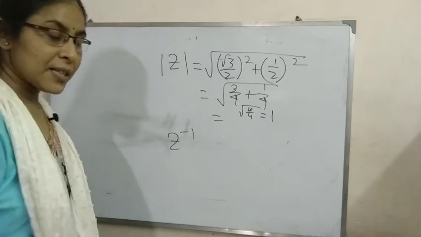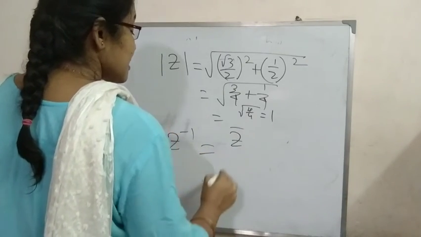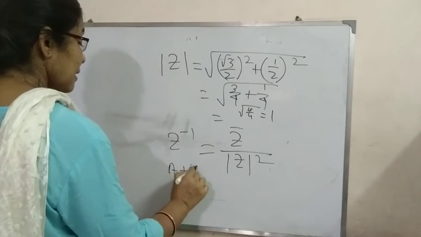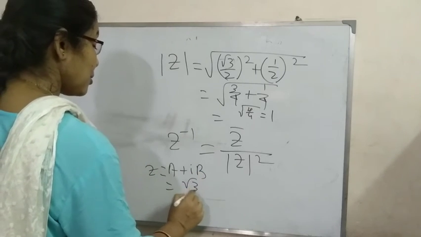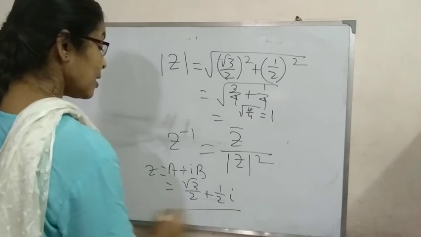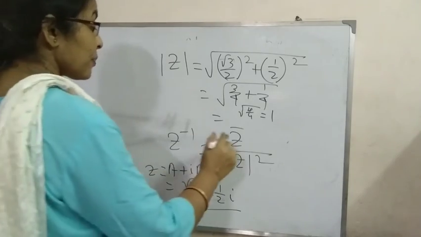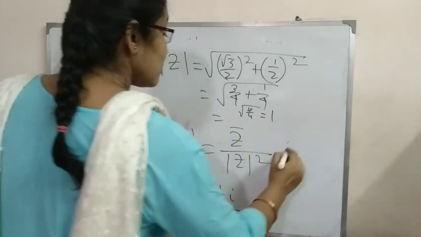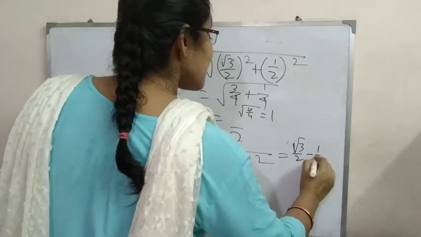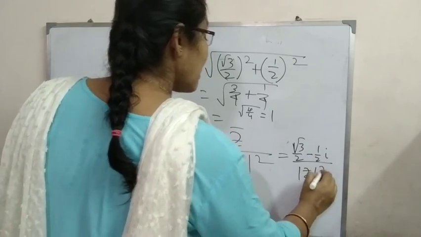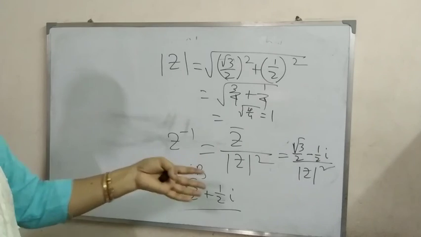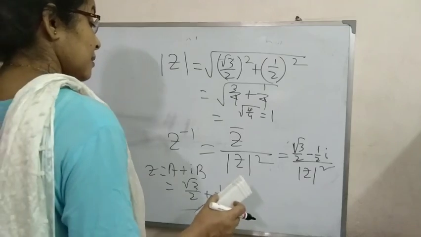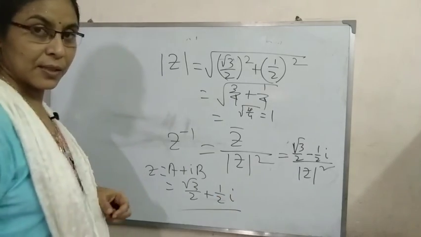If it is told that z inverse, then I will write z bar by mod z whole square. z equal to a plus ib equal to root 3 by 2 plus half i. So z inverse equal to z bar by mod z whole square, this is equal to root 3 by 2 minus half i by mod z square. Okay. From here I have to calculate. I will calculate the portion z inverse. I am ending here.